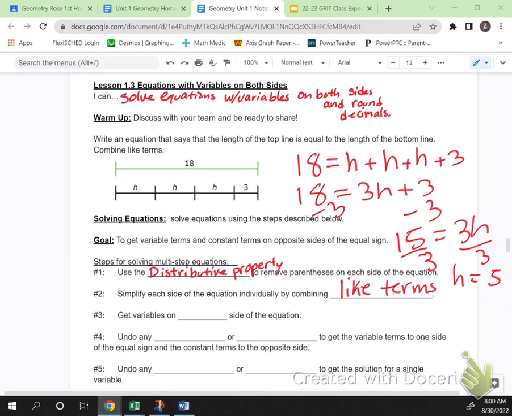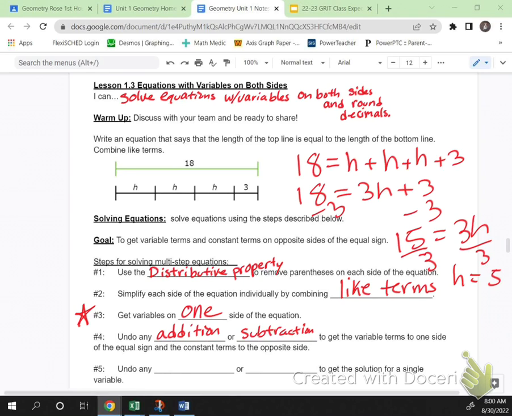When we have variables on both sides of the equal sign, we need to get variables where? If I got them on both sides, what do we have to do, Shaylee? We need to get variables on one side of the equation, okay? We're going to undo, again, any addition, subtraction. But the key difference here than yesterday is we're going to have variables on both sides of the equal sign. We got to get them together.